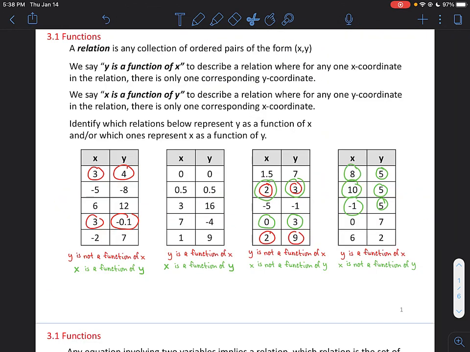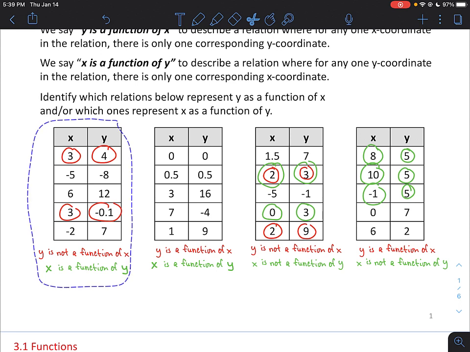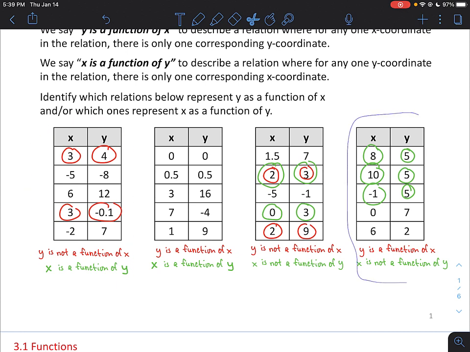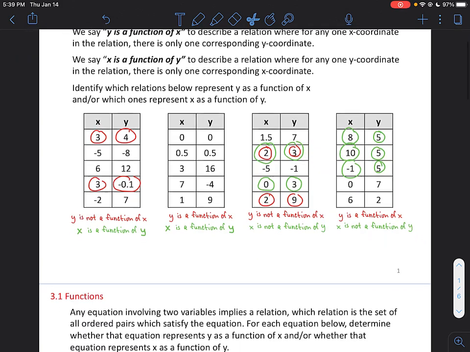In one case here, we saw that x was a function of y and y was a function of x. So one x leads to one y, and one y leads to one x. In other cases, we only had a function in one direction. Like in this case here, we would say that x is a function of y, but we could not say y is a function of x. Similar in this case over here. We could say y is a function of x, but we could not say that x is a function of y. And then in this third relation right here, we did not have a function in either direction.